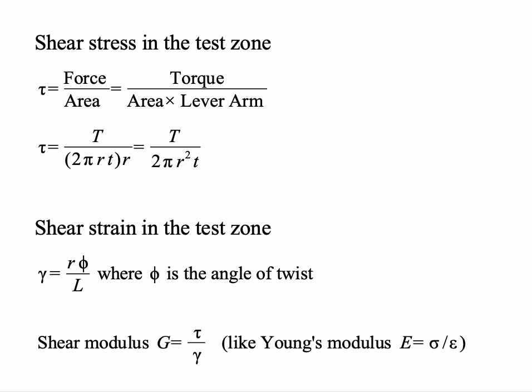The shear strain in the test zone, Greek letter gamma, is radius times the angle of twist divided by the length of the test zone. And the shear modulus is shear stress divided by shear strain, in the same way that Young's modulus is tensile stress divided by tensile strain.